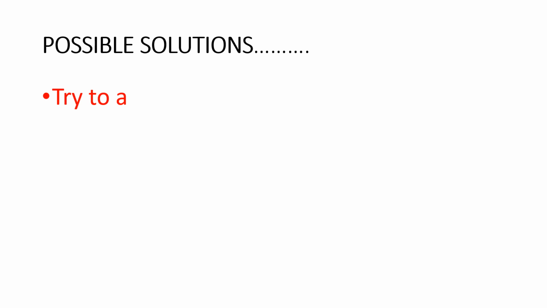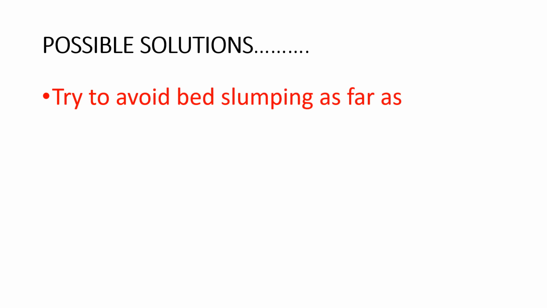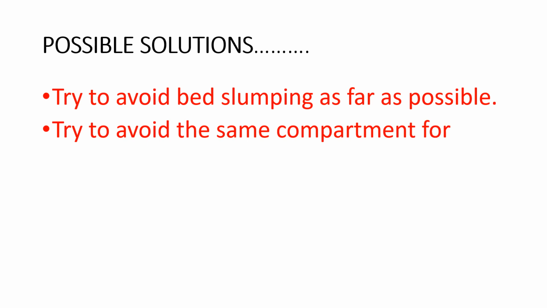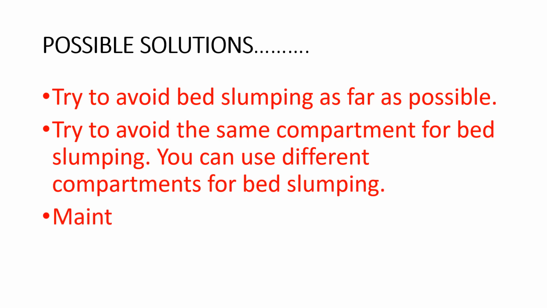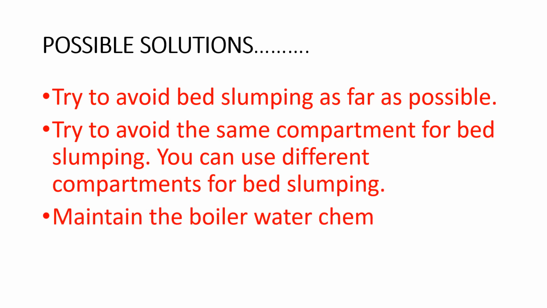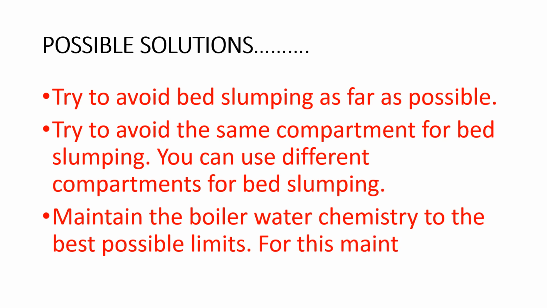The possible solutions could be: try to avoid bed slumping as far as possible. Try to avoid the same compartment for bed slumping. You can use different compartments for bed slumping. Maintain the boiler water chemistry. That is one of the most important reasons. You should maintain the boiler water chemistry to the best possible limits. For this, maintain the WT plant.